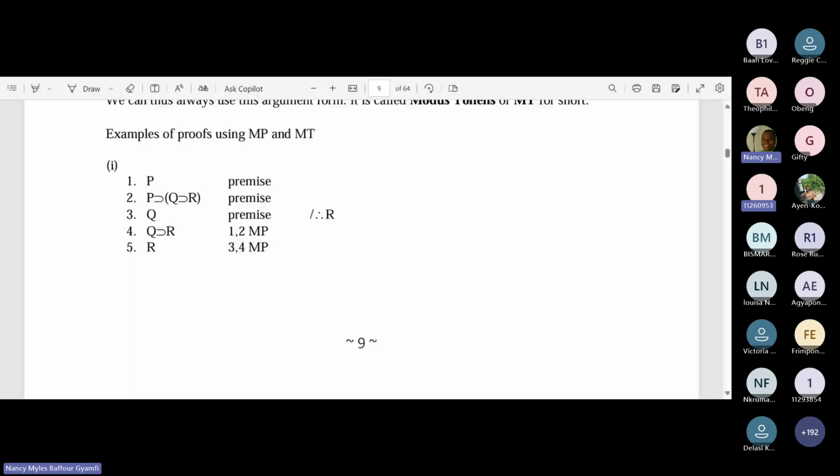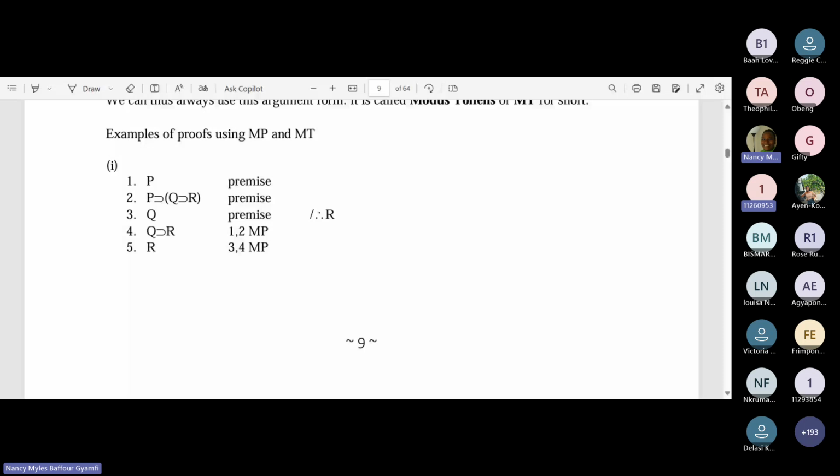Everyone see. We have P, it's a premise. 2 is also a premise. So we have 3 premises and we are asked to prove, what is the conclusion we have been asked to prove? R. Well done. R. Very good.